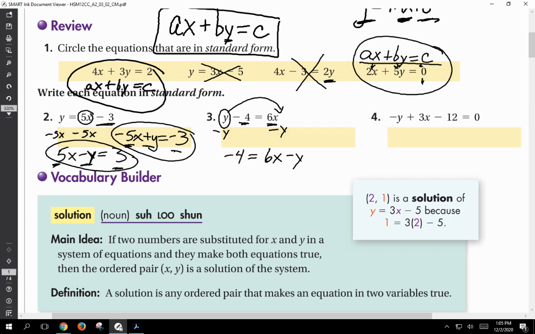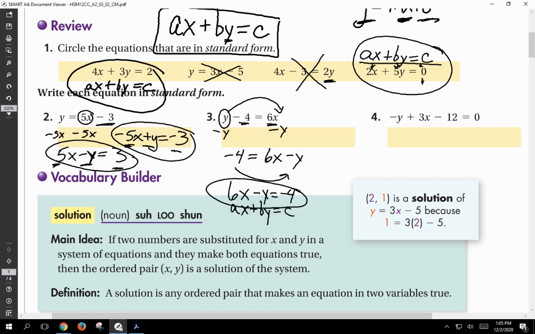But we can't keep it that way because we need this to be on this side. So we're going to flip the equation around. We're just going to flip it. And you're allowed to flip it. So you have 6x, right? Ax, right? Minus y plus by equals c. And your c here is -4. And so that's your answer.